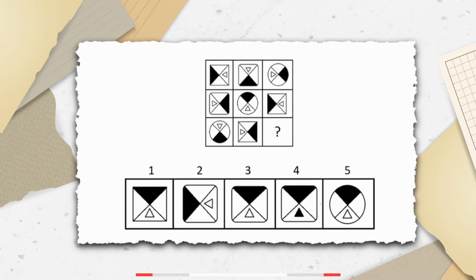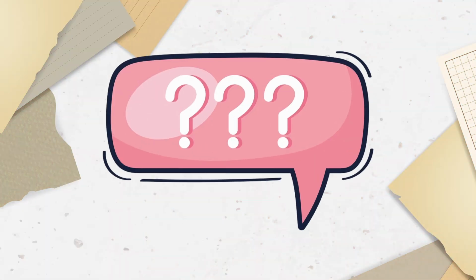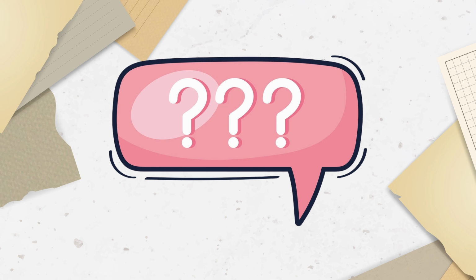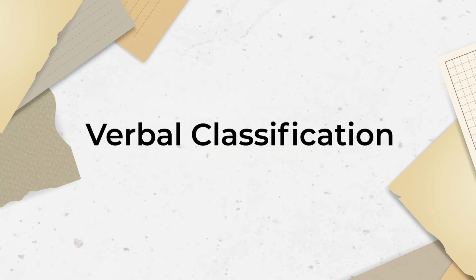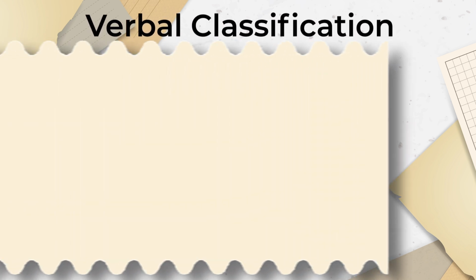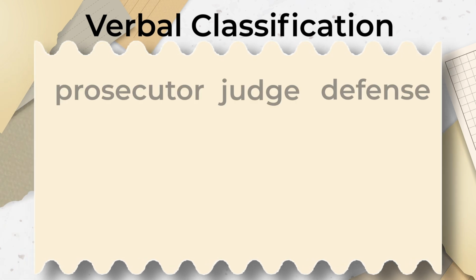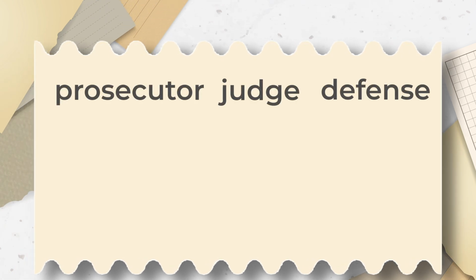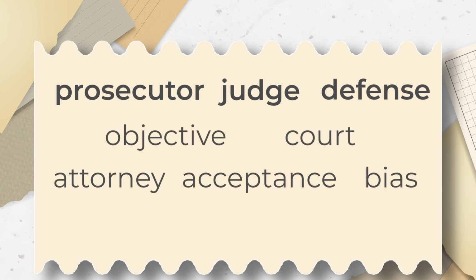All right, moving on to the next question type you'll see on the test, which is called verbal classification. This section evaluates your verbal reasoning. The question shows 3 words that are alike in some way. Decide how they are alike and choose the word that belongs in the same group as the first 3 words.